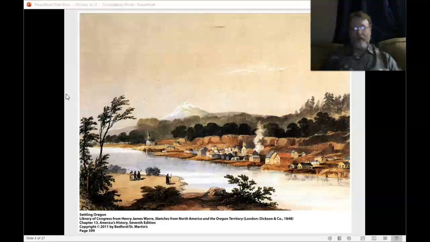Now, you have four Native Americans on the other side. Why was this drawn this way? This is drawn by a British military officer. Why did he choose to draw it this way? What do you think is the purpose of showing the Indians there? The land on the other side of the river. Whose land had that been until just recently?